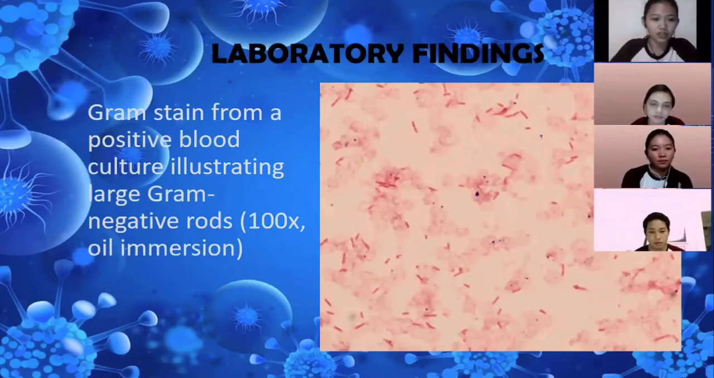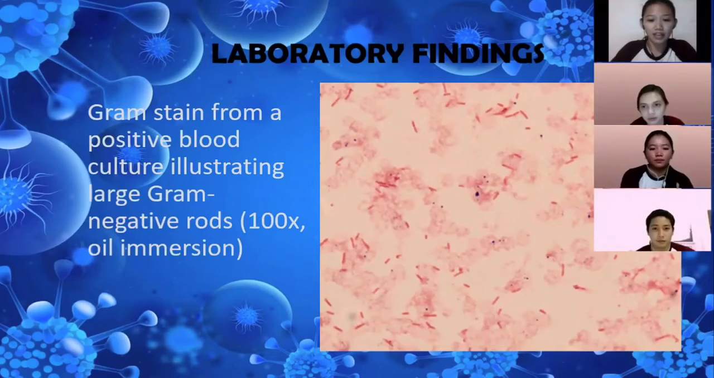In the first picture, the Gram stain result shows a positive blood culture illustrating large gram-negative rods under a light microscope. Gram-negative bacteria have a thin peptidoglycan layer compared to gram-positive bacteria. The reason gram-negative bacteria appear pale reddish or pink under a light microscope is that they are unable to retain the crystal violet stain, so they absorb the safranin counterstain.